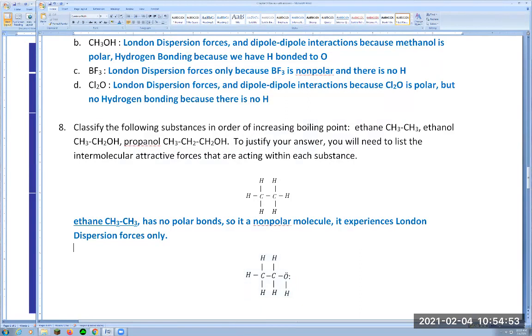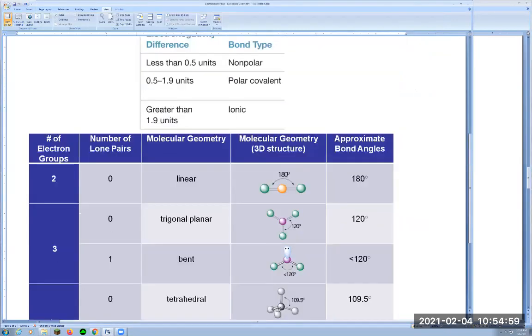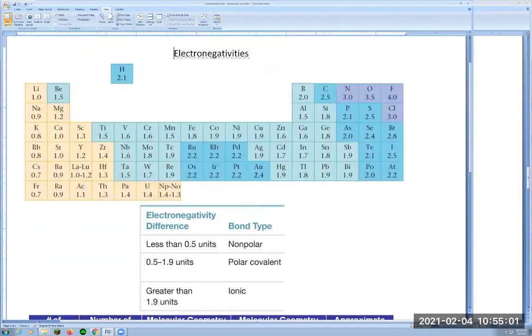And so let's look at the polarity of the bonds first. So do we have polar bonds? We have CO and CH. We know already the CH and CC bonds are non-polar, but now we have CO and OH bonds.